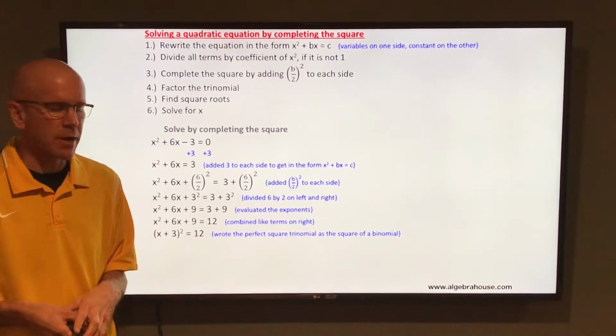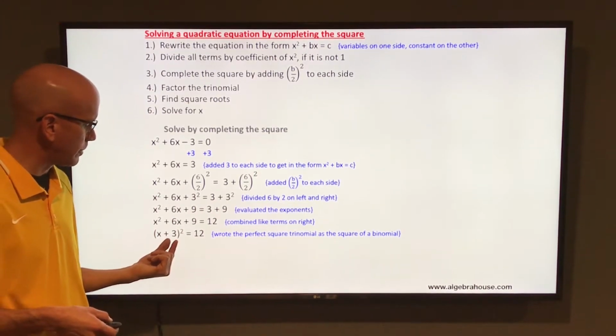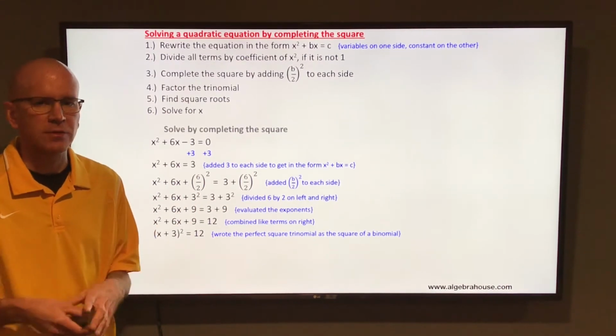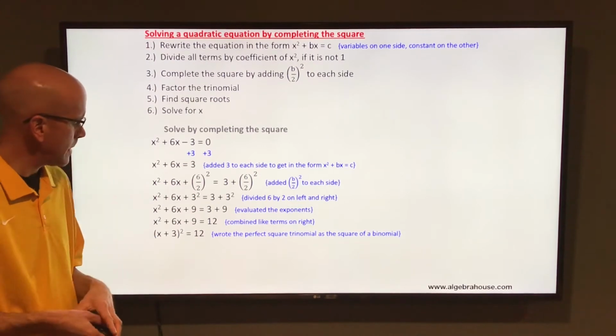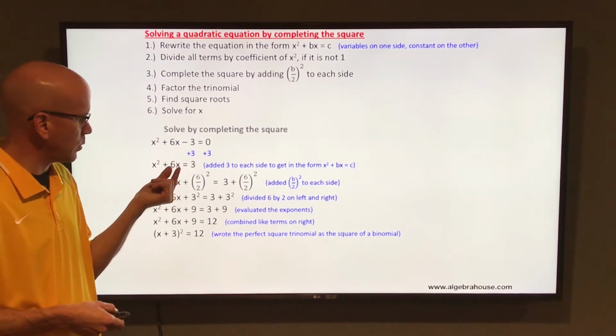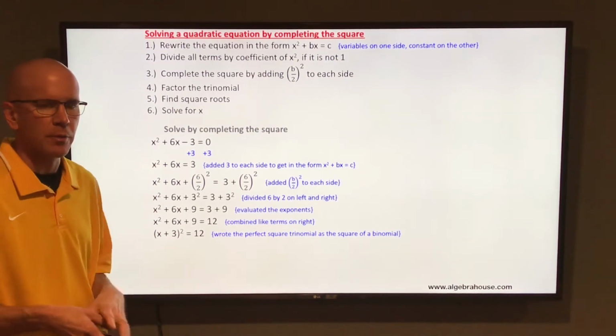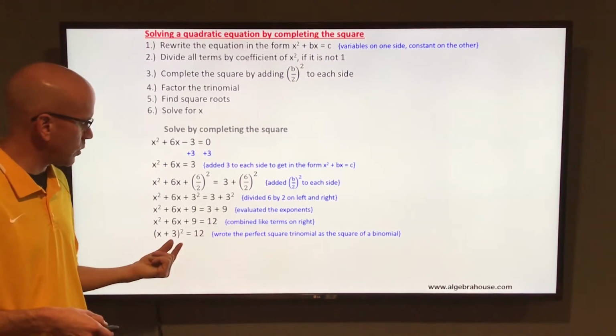An easy way to figure out what goes as that second term in the parentheses is what you got when you took half of the coefficient of x, or half of the b term as I may refer to it. When we took half of 6, we got 3. That's going to be the second term of that binomial. So it's x plus 3 squared equals 12.